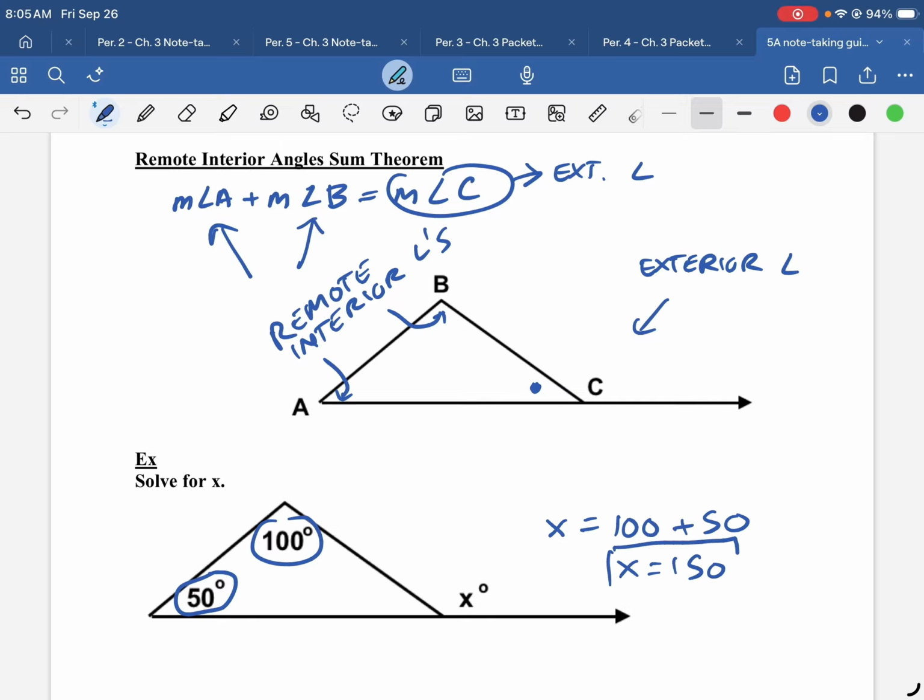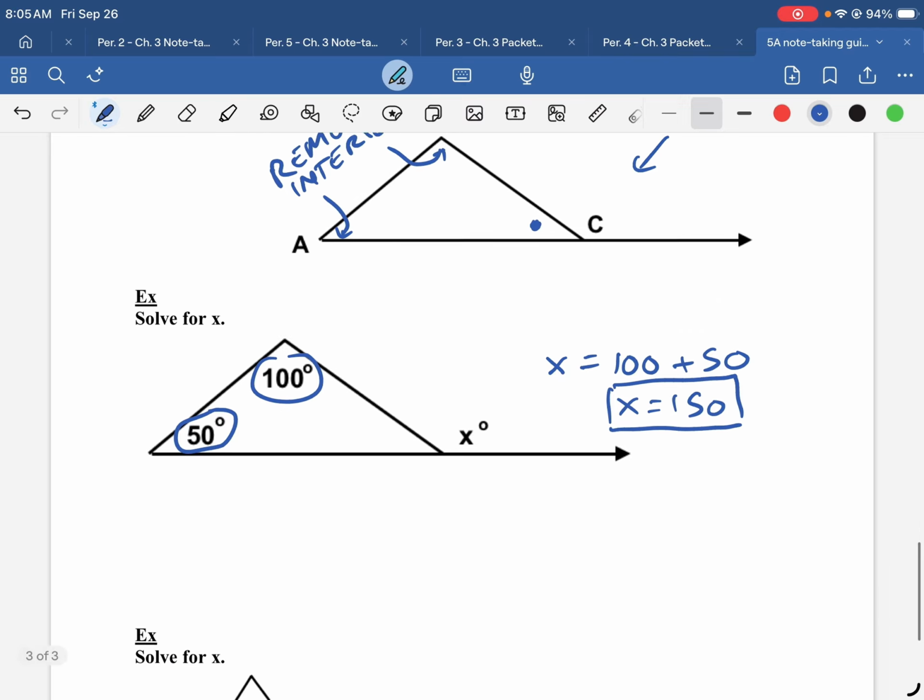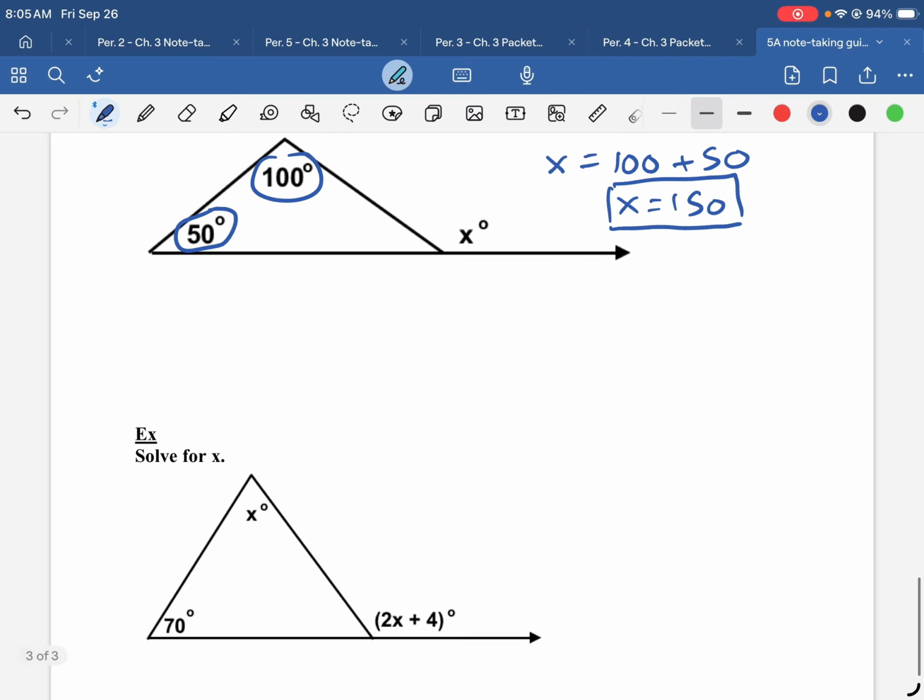And there are times when you need the remote interior angles theorem. Even though we could get around it here by finding the missing angle of the triangle, this next problem, that's not going to work. We can't find the third angle in that triangle because we only have one of the three angles. But what we can do here is say, oh, these are remote interiors. So if I add those together, it should equal 2x plus 4. So I can say x plus 70 is equal to 2x plus 4, and I can solve that then for x.